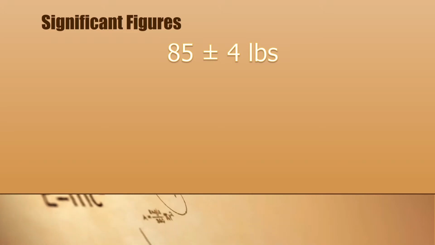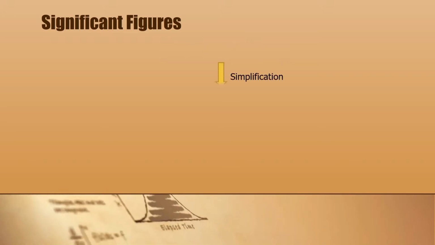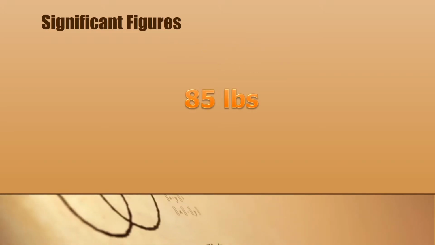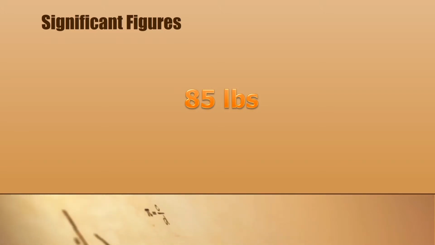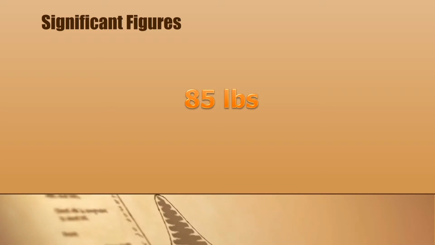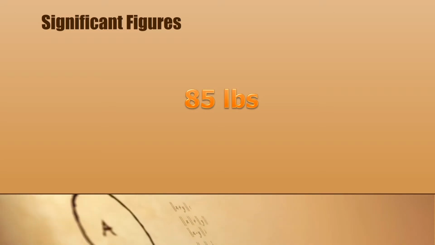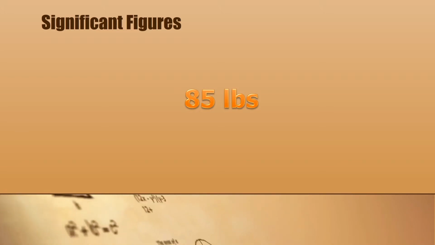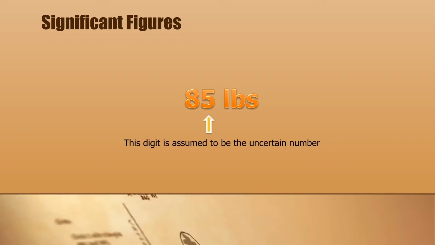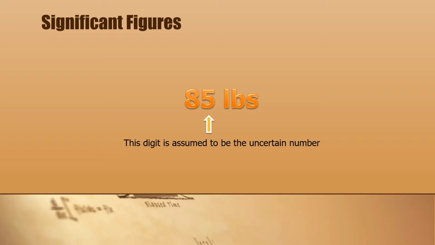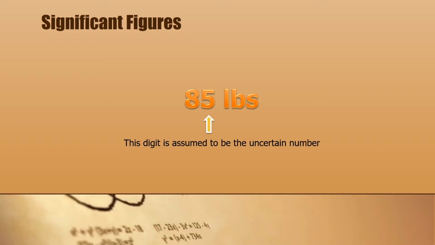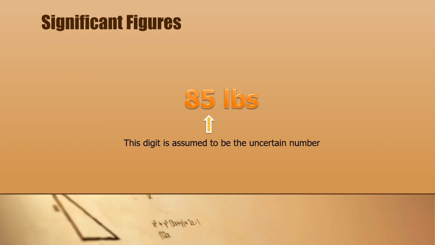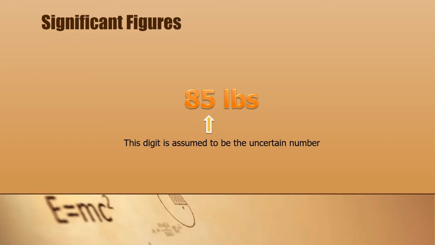Very often, we might simplify the measurement of 85 plus or minus 4 pounds and just write down 85 pounds for the average penguin mass, dropping the absolute error or range from the reported measurement. This is a critical loss of information, but the general implication of the random error remains in this reported measurement. The last digit of this measurement is still assumed to be the one that's estimated, even though in this form we don't know the exact magnitude of the absolute error.